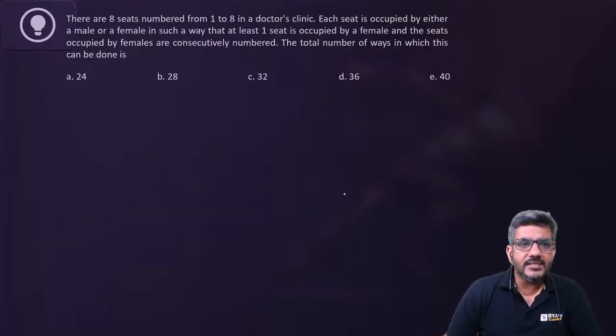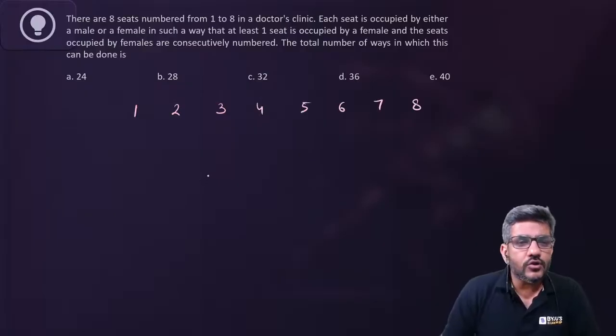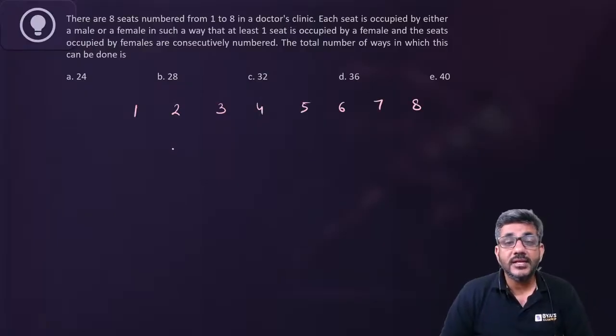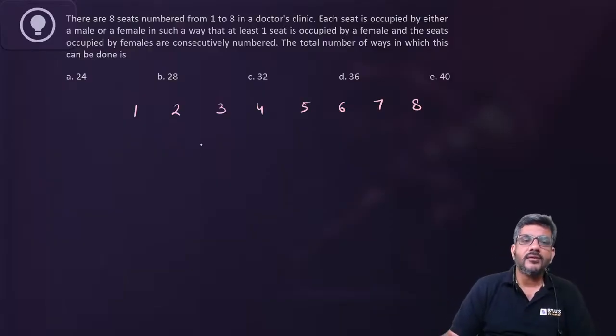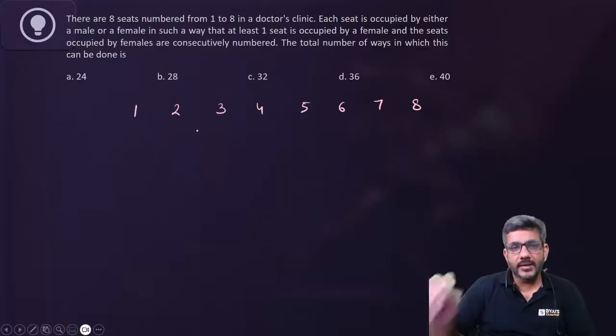There are 8 seats numbered from 1 to 8 in a doctor's clinic. So 1, 2, 3, 4, 5, 6, 7, 8. Each seat is occupied by either a male or a female in such a way that at least one seat is occupied by a female, and the seats occupied by females are consecutively numbered. The total number of ways in which this can be done. So at least one female is there.